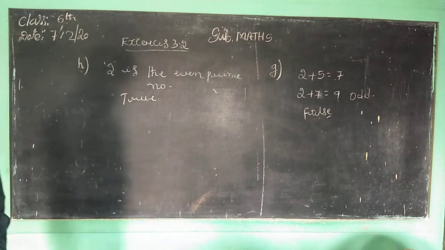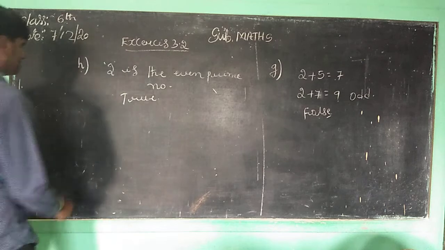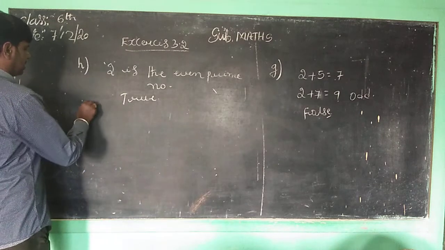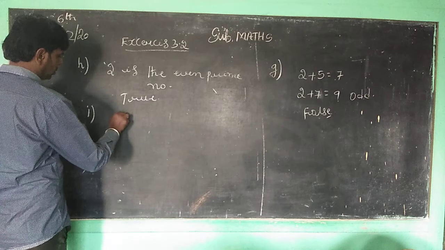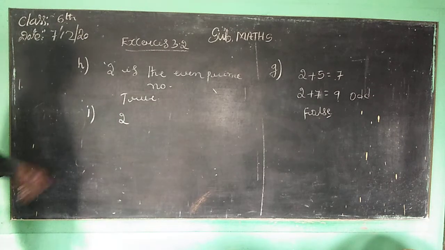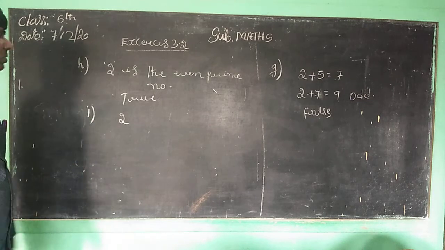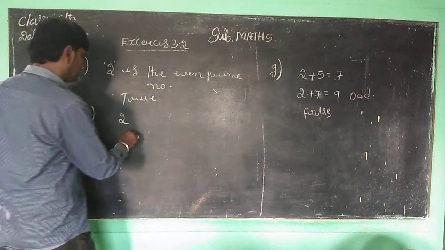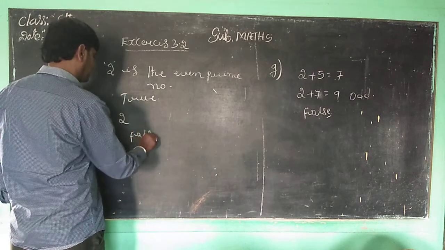All even numbers are composite numbers. Suppose 2 is there. What is a composite number? It means there are more than 2 factors. 2 is a prime number. So this statement is also false.